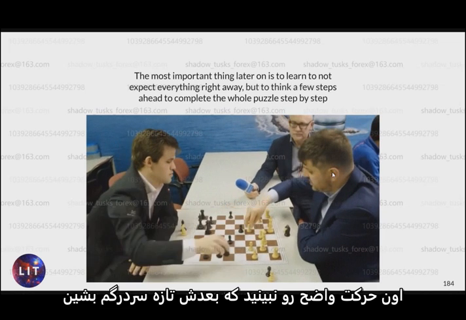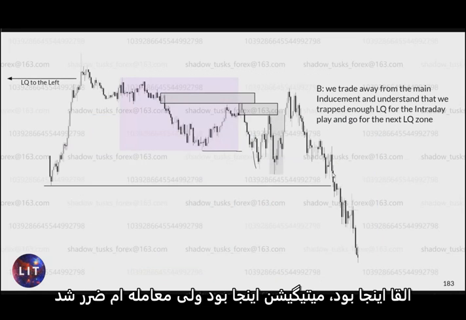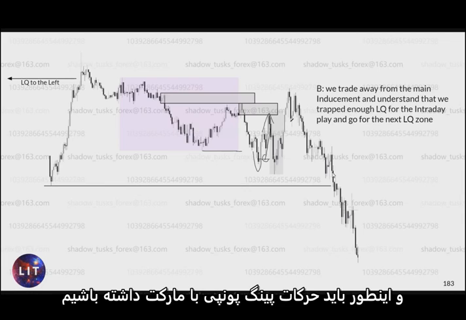Again, don't see the obvious thing and then get confused when, yeah, but they told us there's an inducement here, mitigation here, why did it fail? You need to put all the steps together. And of course, that's how we play this ping pong style.